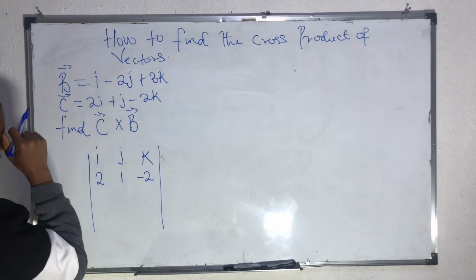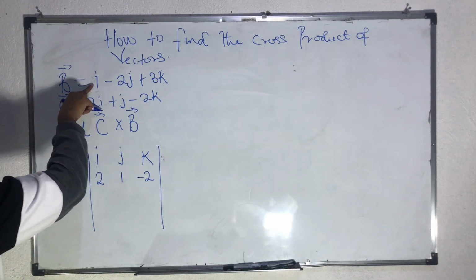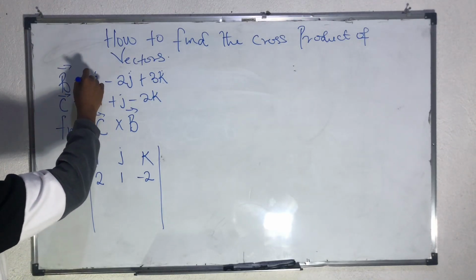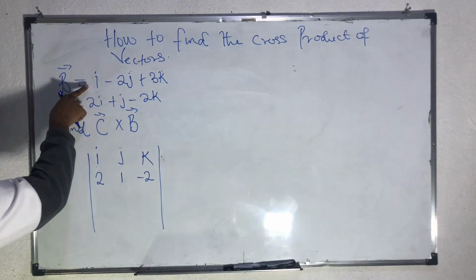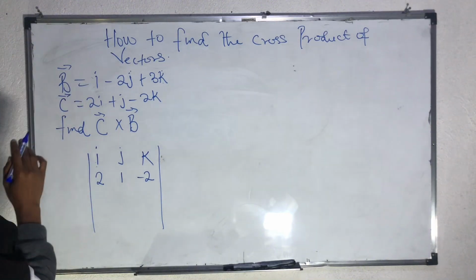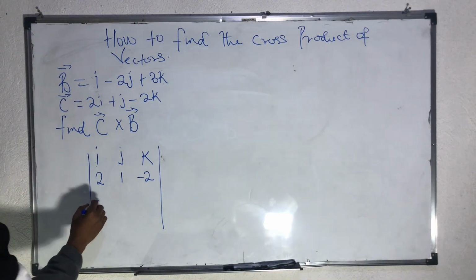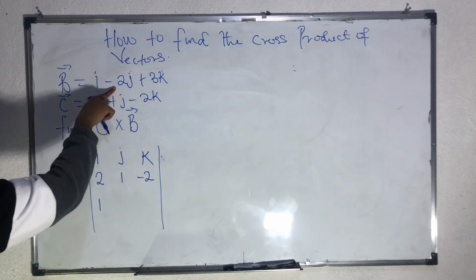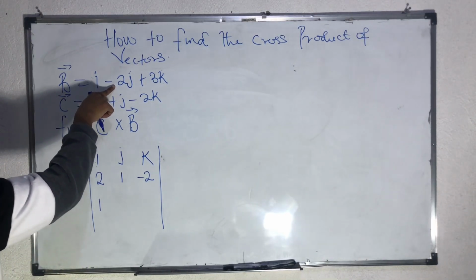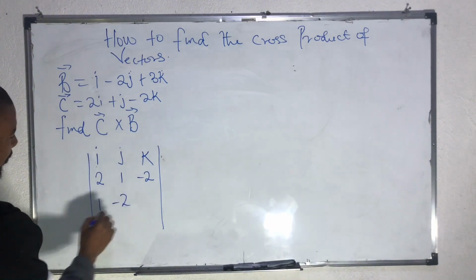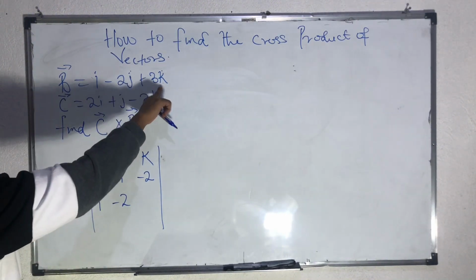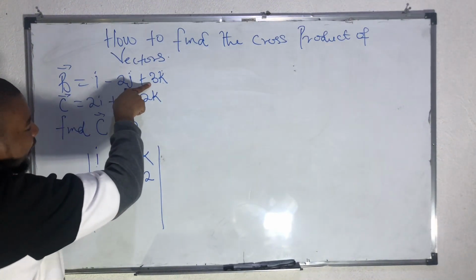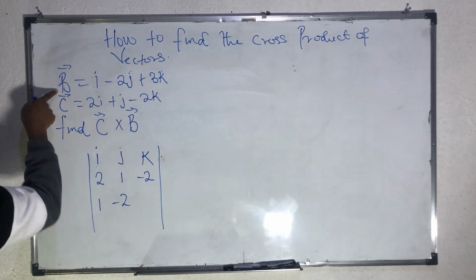Let's now go for the B. Here we have an i. The number in front of the i, like I said, is a 1. This i stands alone, and the number in front of the i is just a 1. You write a 1 here. What about the j for the B? The number in front of the j is a -2. You write it down here. And lastly, for the k, the number in front of the k for the B is a 3.